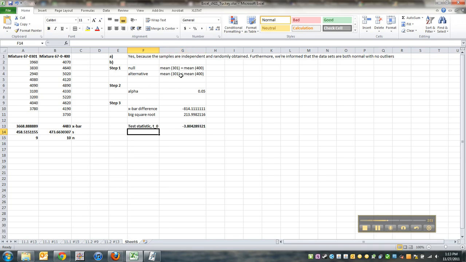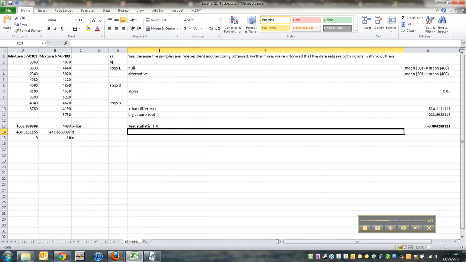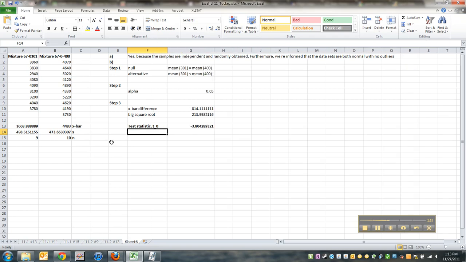So we're probably going to reject because being 3.8 standard deviations away from the mean is kind of a big deal. But we will find out in step 4, which is our classical method and our p-value method. We'll do both. Okay, so classical, we're going to need the critical value. Let me label this classical method.